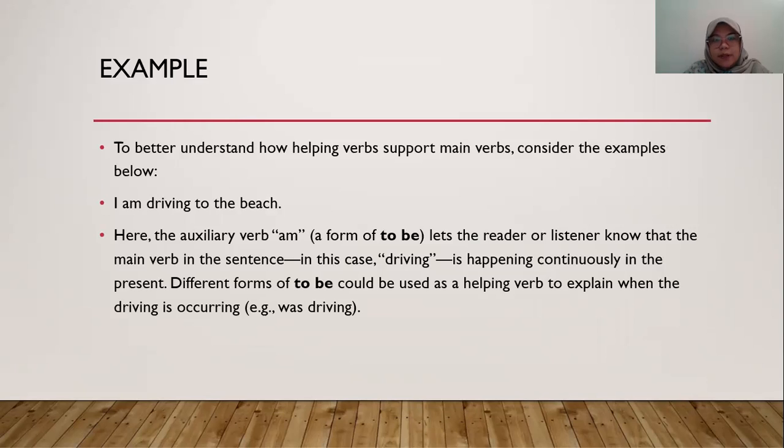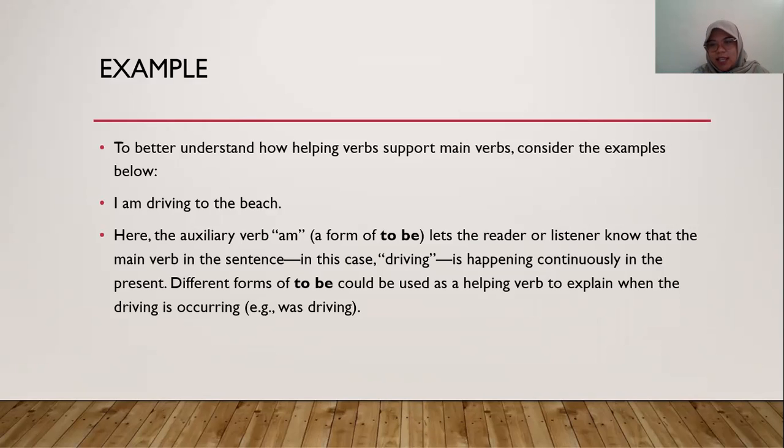And this is the example. To better understand how helping verbs support main verbs, consider the example below. I'm driving to the beach. As you can see, driving here is the main verb, but there is also am here. So the auxiliary verb is am, a form of to be, that in this case lets the reader or listener know that the main verb in the sentence, driving, is happening continuously in the present. So, I'm driving to the beach.